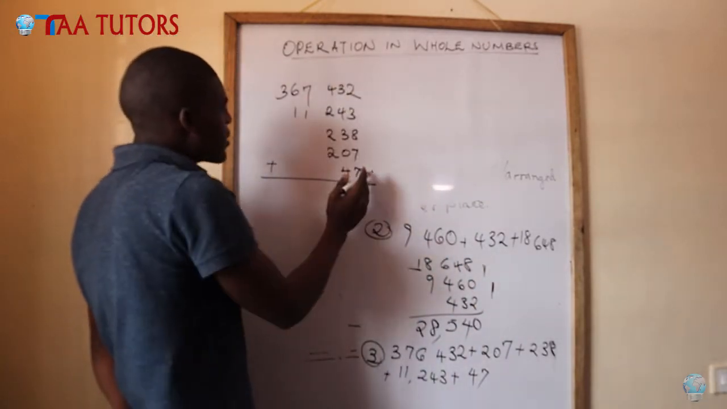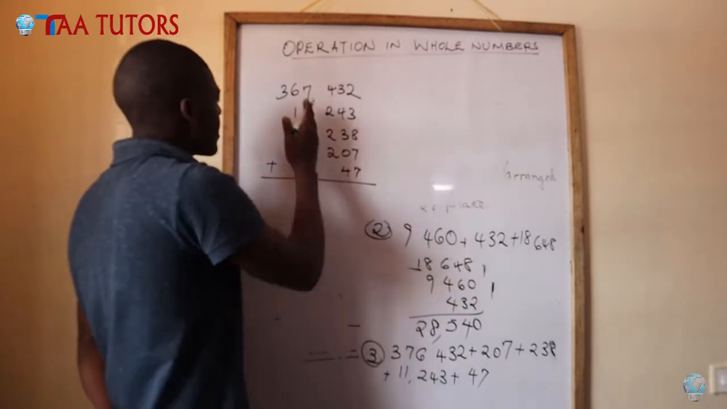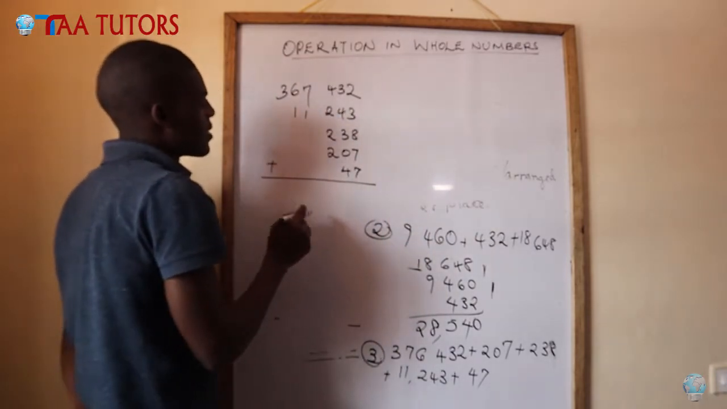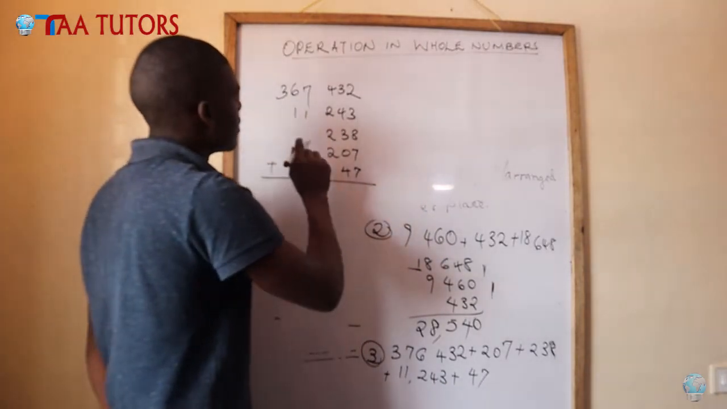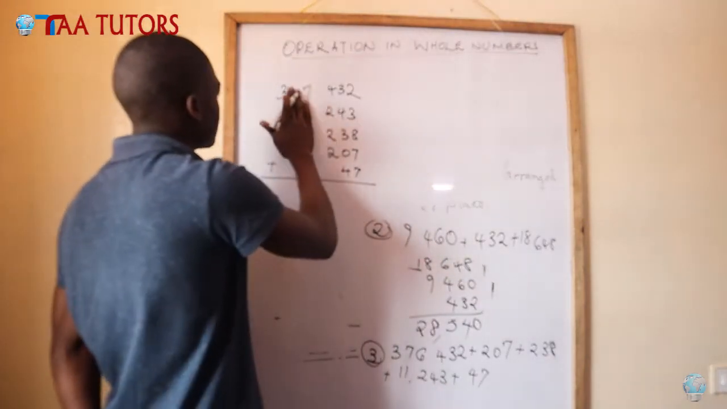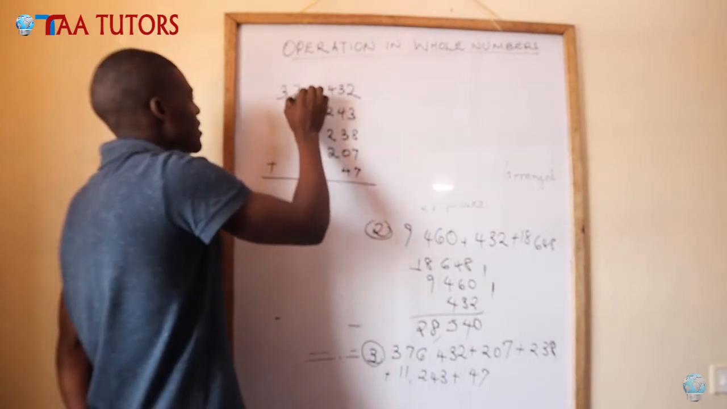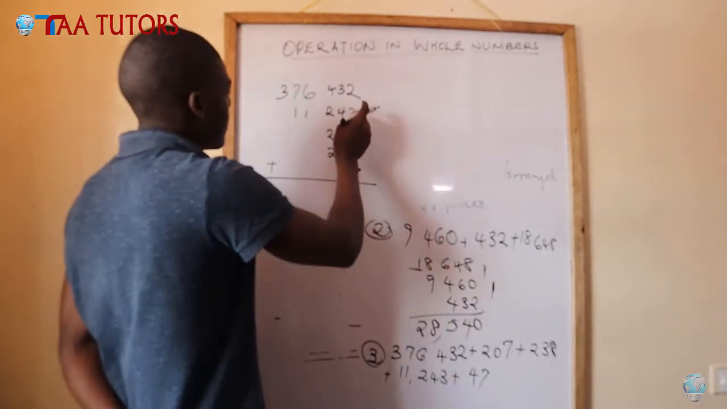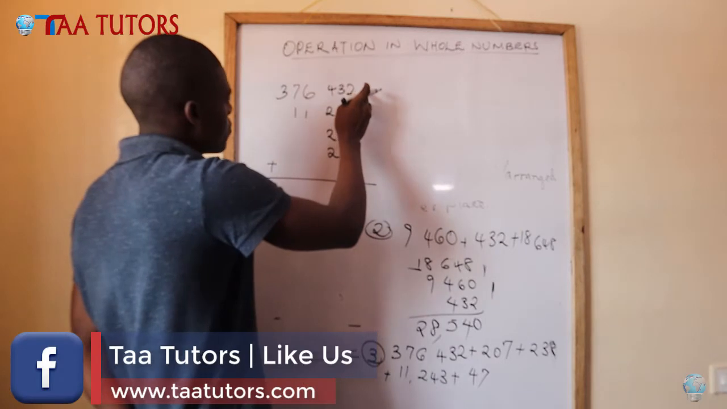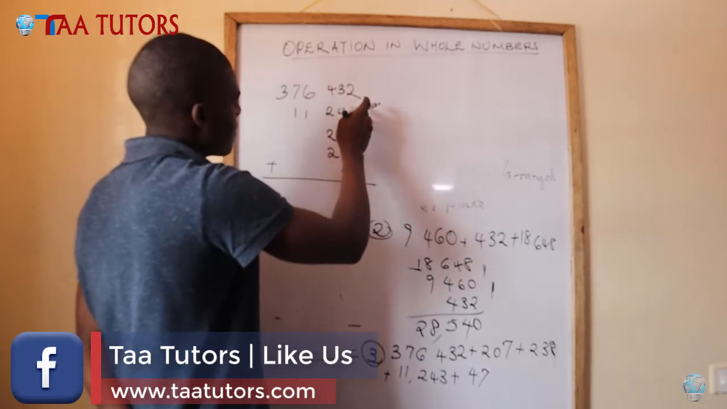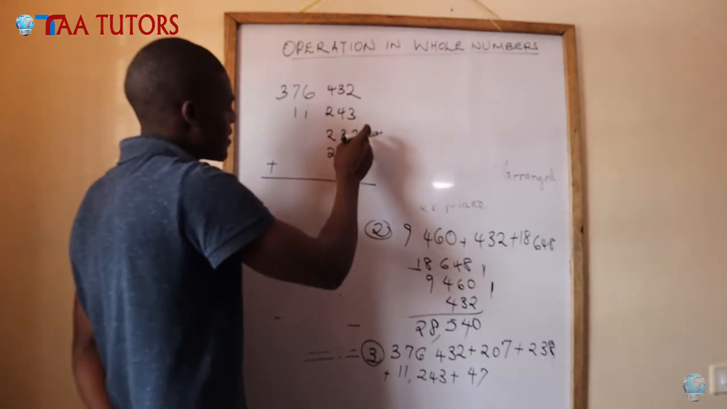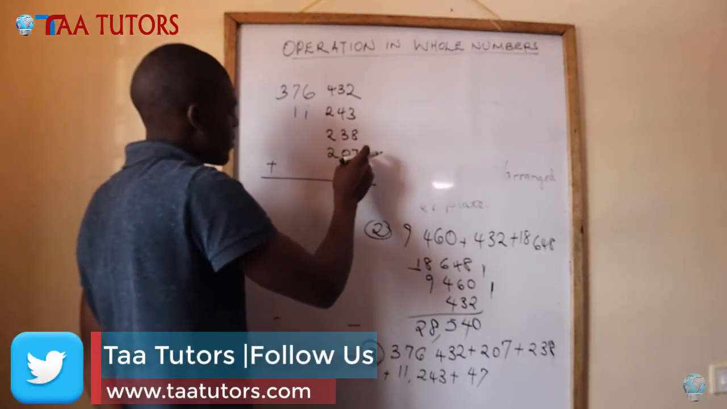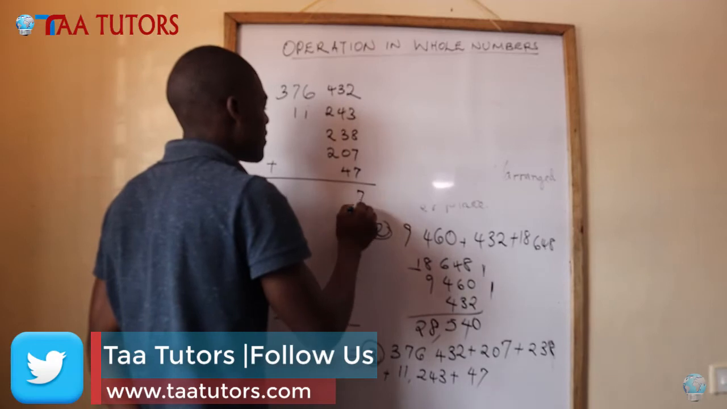Now we add according to their place values, and it is very clear as I have arranged them. We have 376. Sorry, this is 376. We have 2 plus 3, 5. 5 plus 8, 13. 13 plus 7, 20. 20 plus 7, 27. So we have 7 and carry 2.